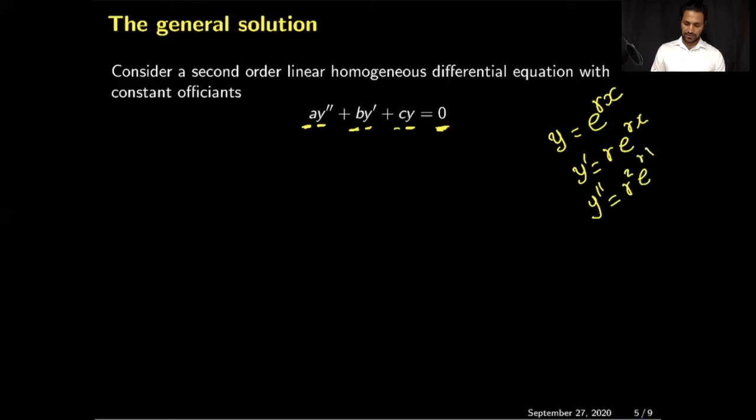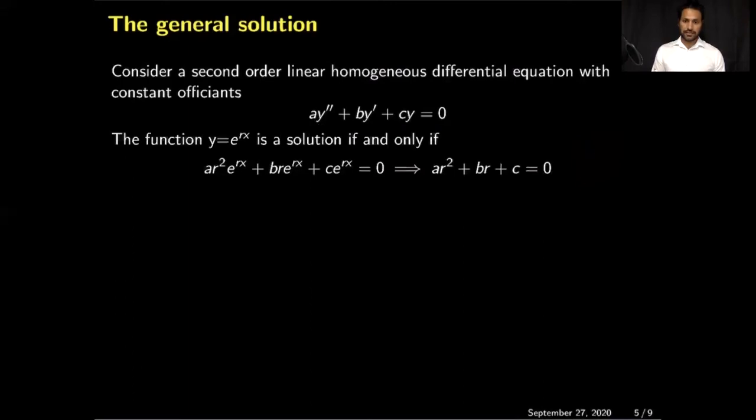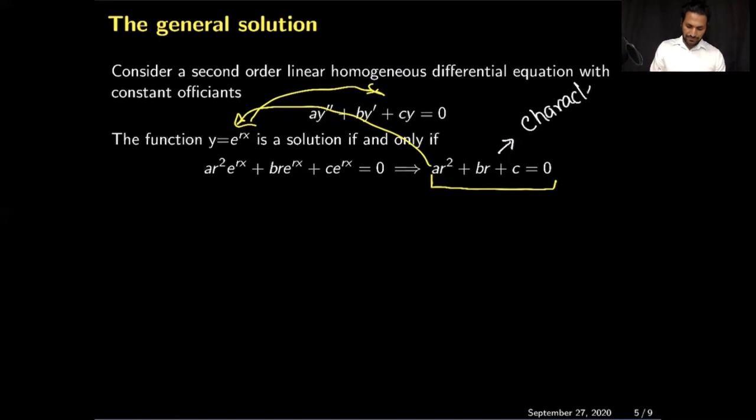So if I plug the second derivative, first derivative, and the function y itself into this differential equation, I will get this quadratic equation. When I solve this quadratic equation, it will give me some values of r. And when I plug these values of r back into this function, it will satisfy our differential equation. In other words, this function will be a solution to our differential equation. This quadratic equation is also known as the characteristic equation, or also the auxiliary equation.